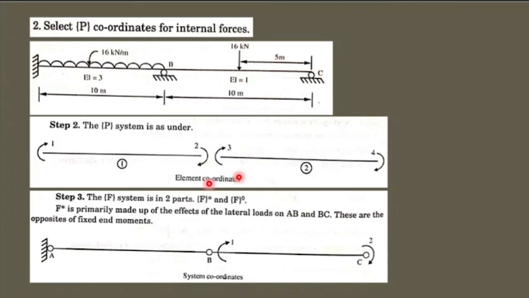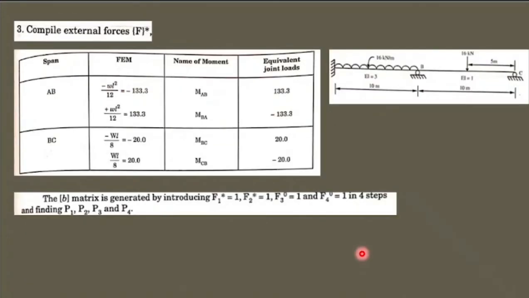How many nodes are there in this element? 1, 2, 3, 4. So you found that 1 and 2 are F naught, and what will be F star? 3 and 4. These are the remaining terms. So you have to write this as F star 1 and 2. So next thing is compile external forces, that is F star. For this step you have to find the fixed end moment.